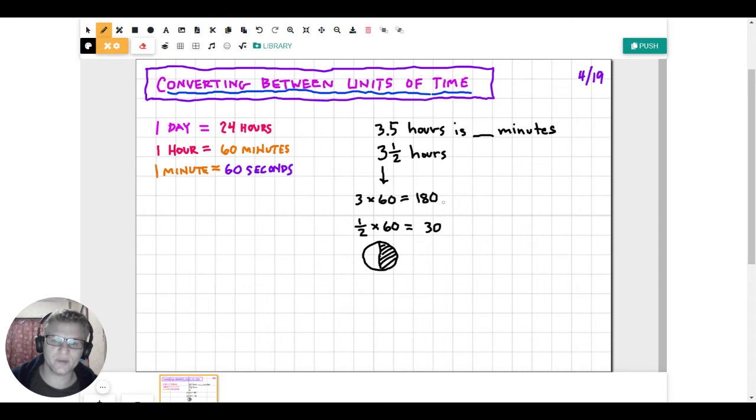So we take these two numbers and we add them together. We say 180 plus 30 equals, and I go in my head, 180, 190, 200, 210, or 18 plus 3 is 21, and we say 210. So this is our answer, 210 minutes.